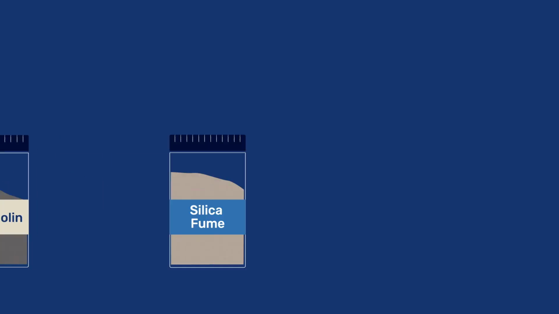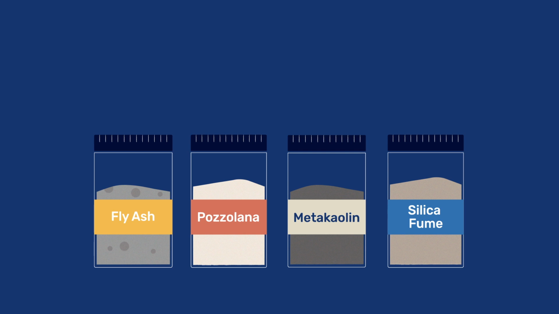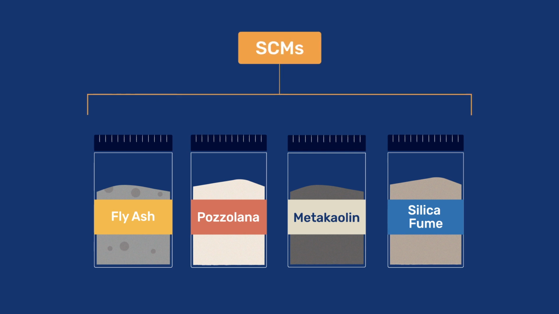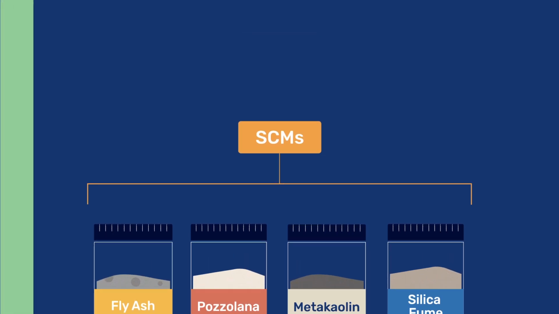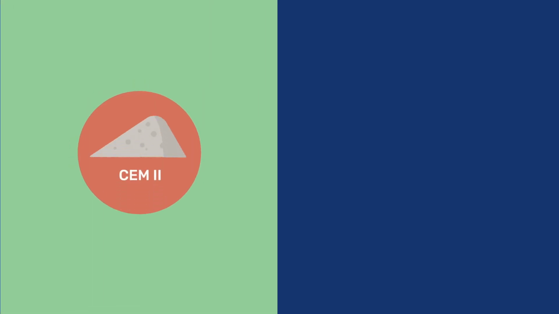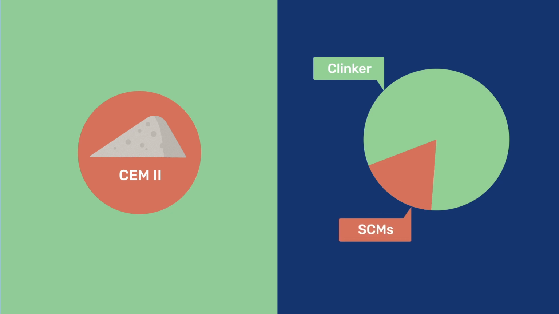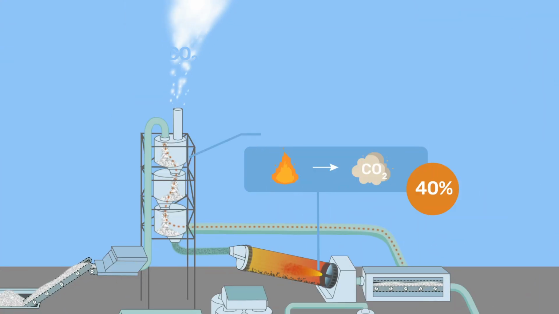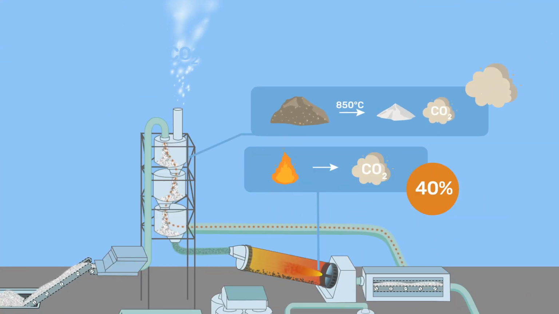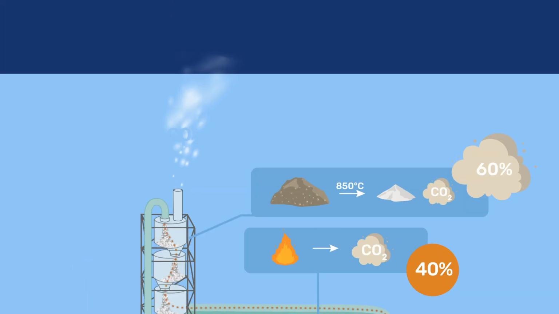In this video, we examine in more detail than previously the pozzolanic nature of some supplementary cementitious materials, or SCMs. As explained in our previous video, SCMs are used as partial replacement for clinker to reduce the environmental footprint of cement, in particular CO2 emissions.